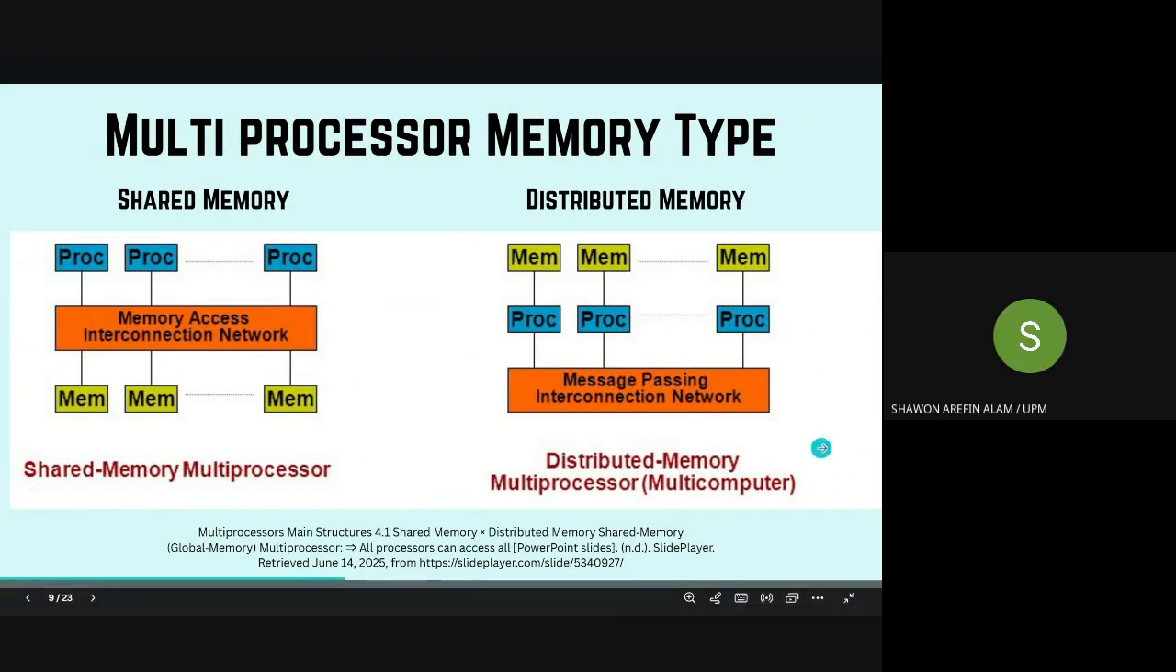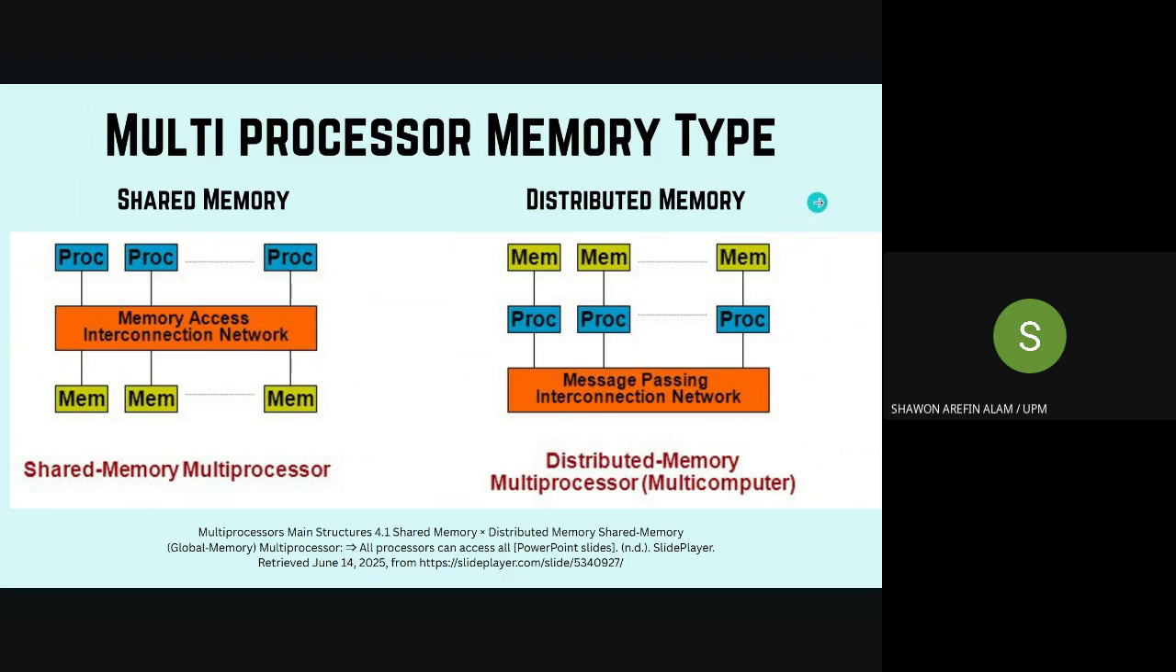Good afternoon, everyone. Today we'll discuss how computers with multiple processors, also called cores, handle memory. Memory is like a computer's short-term workspace where it stores and uses information actively. On the left side, we see shared memory. Imagine a group of friends working on a big whiteboard. Everyone can see and write on it.